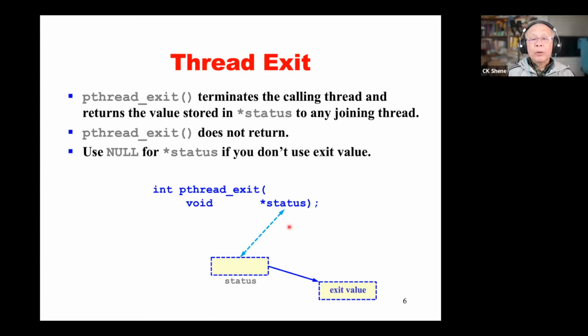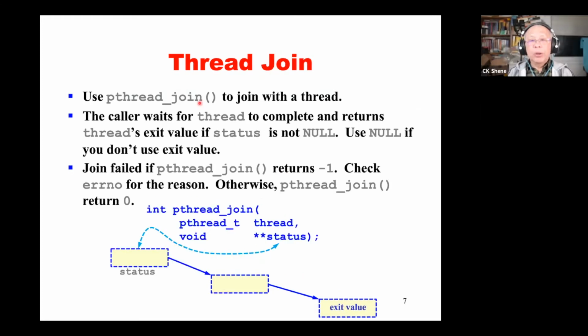So how do you access the exit value? That's our next topic, thread join. The caller of pthread_join would wait for the thread to complete, just like we did for thread manager. And then once that thread completes, that is, either that thread exits normally or calls pthread_exit, the exit value will be returned. Now, if you don't use the exit value, you just put NULL here, meaning I don't care.